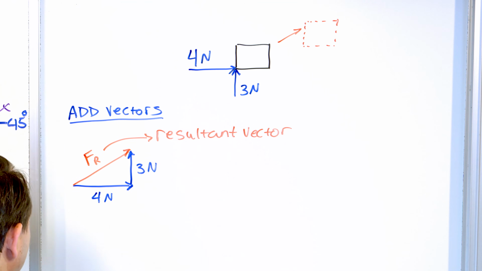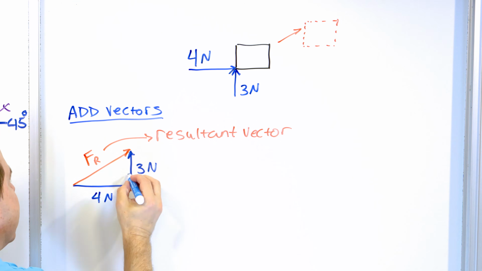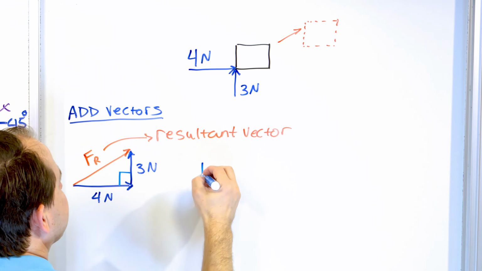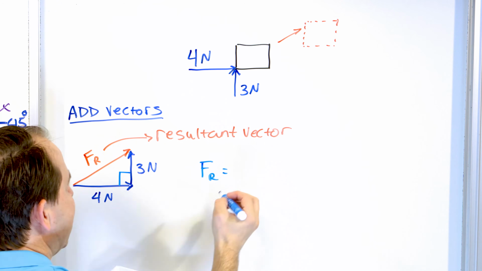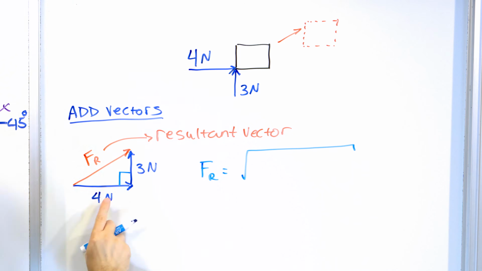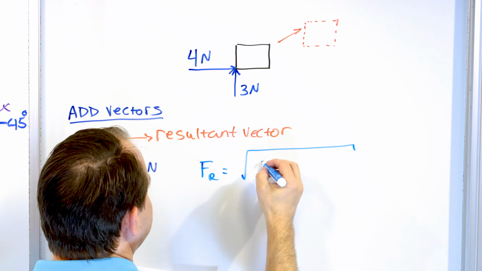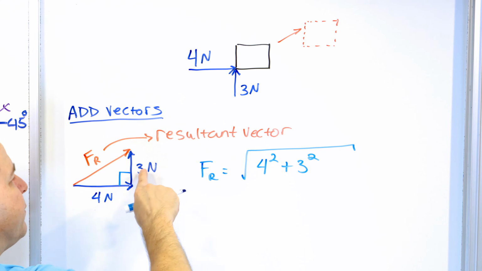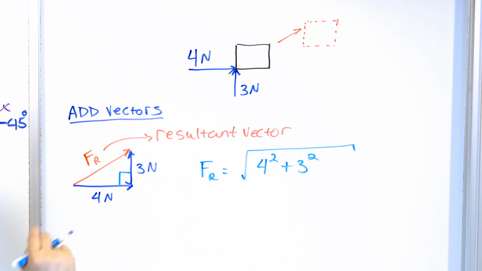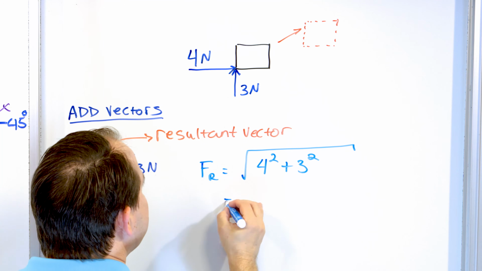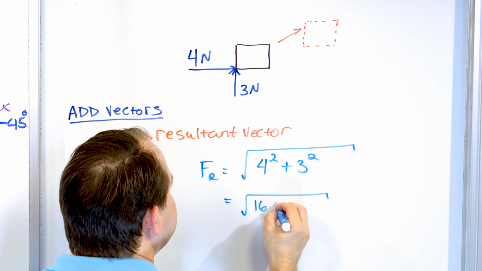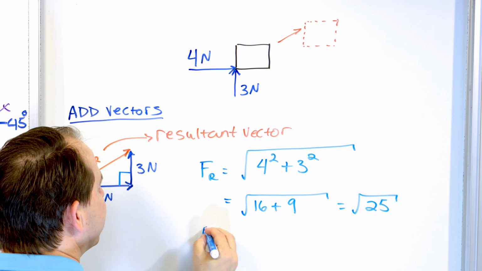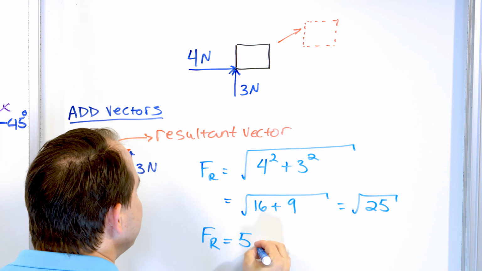But notice that this forms a right triangle. Every time you do this, it forms a right triangle like this because one was horizontal and one was vertical. So to figure out that resultant vector, you take the square root of 3 squared plus 4 squared, or 4 squared plus 3 squared, however you want to do it. This is the Pythagorean theorem. C squared is a squared plus b squared, and then we have to take the square root of both sides to get this by itself. 4 squared is 16, 3 squared is 9, so what you get is the square root of 25, and when you take the square root of 25, the resultant vector is 5 newtons.